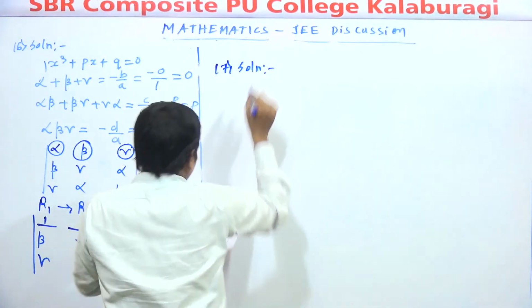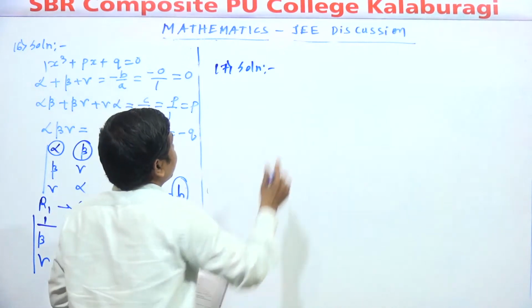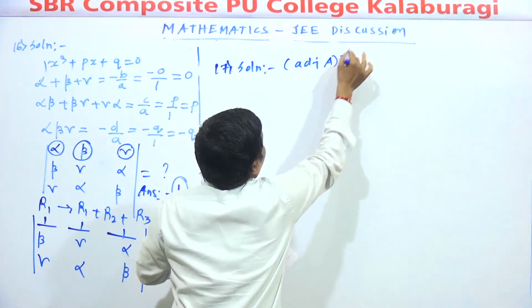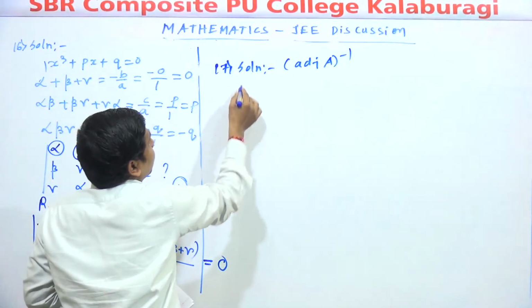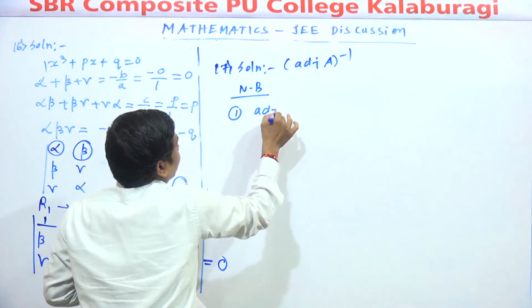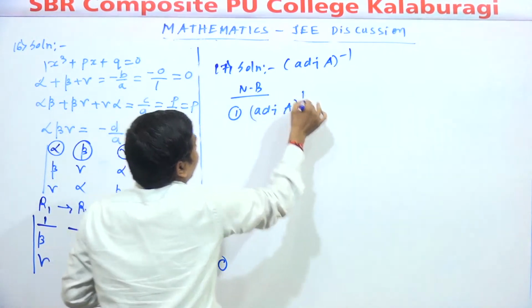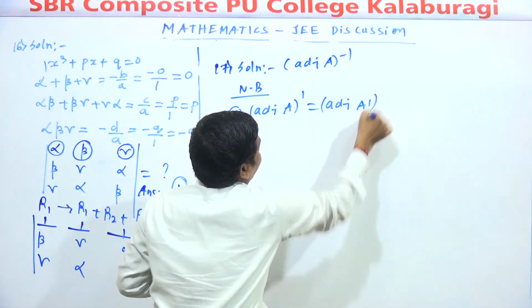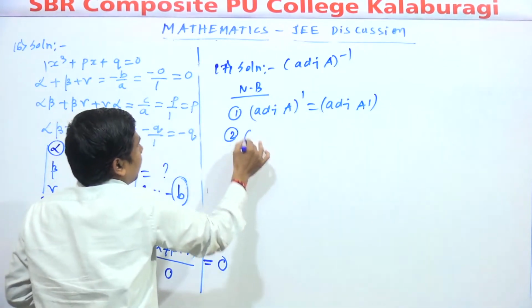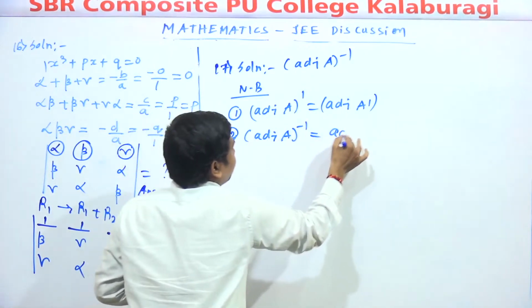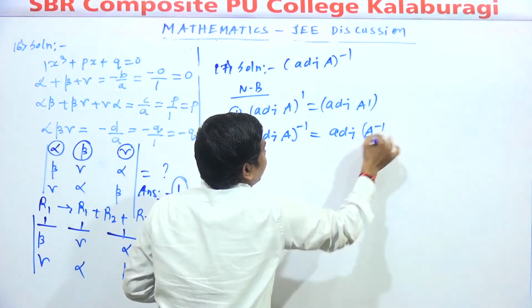Seventeenth question. What is adjoint of A inverse, right? So those two points: adjoint of A whole dash is the same as adjoint of A dash, and adjoint of A whole inverse is the same as adjoint of A inverse.